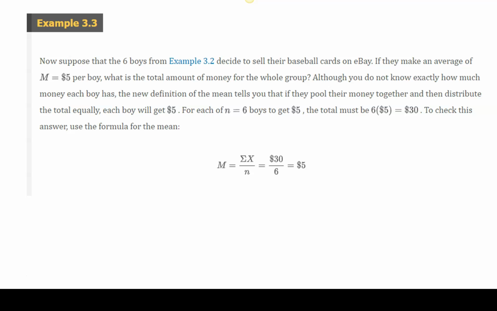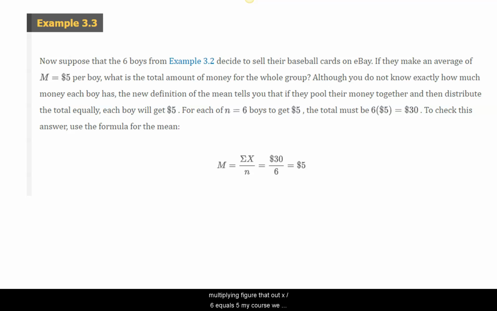Let's take characters for a sample. Suppose that 6 boys from another example decided to sell their baseball cards on eBay. If they make an average of $5 per boy, what's the total amount of money for the whole group? What I can do here algebraically is to solve for any number that's missing. So the question here they ask is, what's the total amount of money? I know that there were 6 boys. I know that they made an average of $5. And if I left that $30 up there as X, couldn't you sort of cross multiply and figure that out?